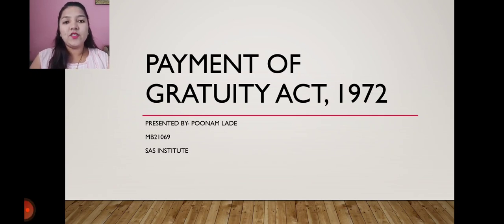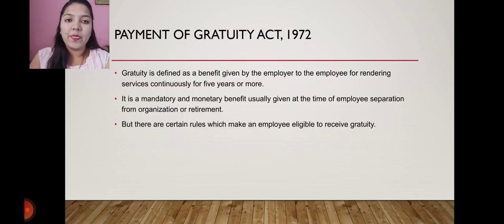The topic is the Payment of Gratuity Act 1972, for the protection of employees, for their continuous working, and for the goodwill of the employee. The establishment and the employer decide to give a payment of gratuity to the employees. This act was enacted in 1972 by our government. So today I will discuss this topic: the Payment of Gratuity Act 1972.